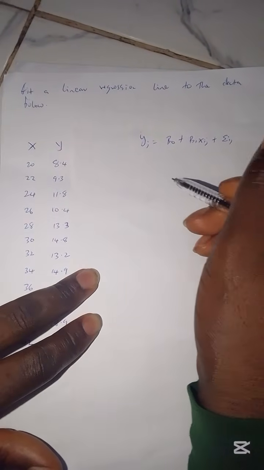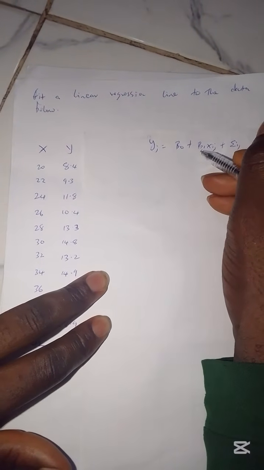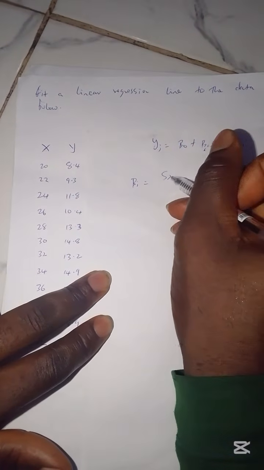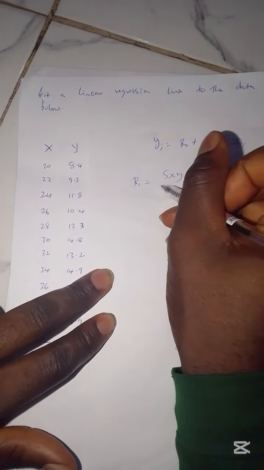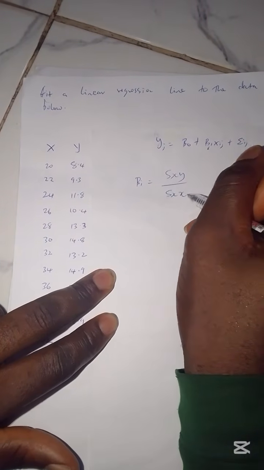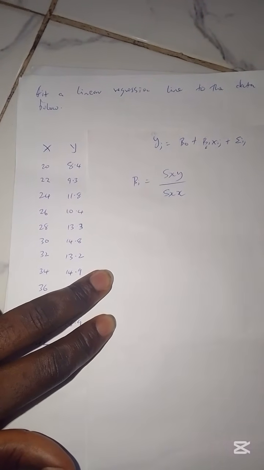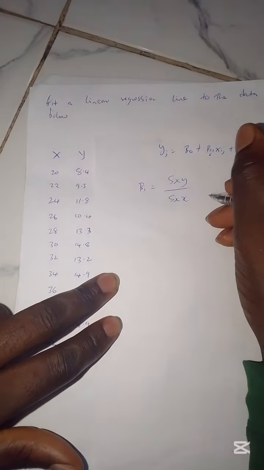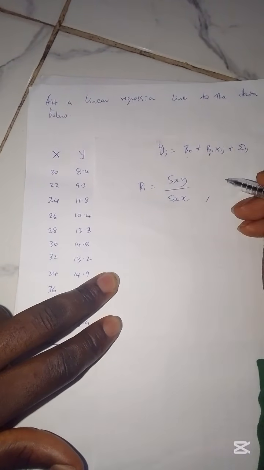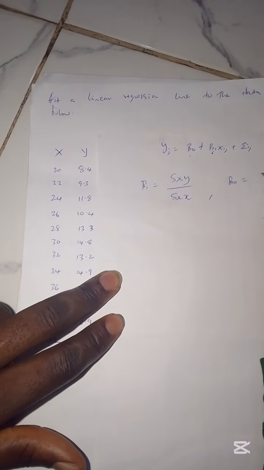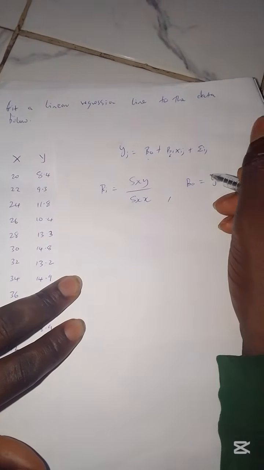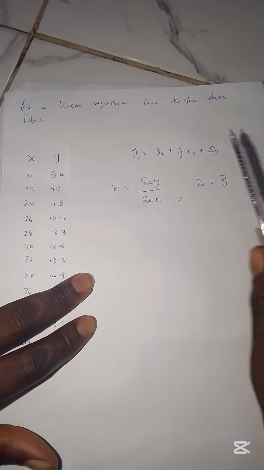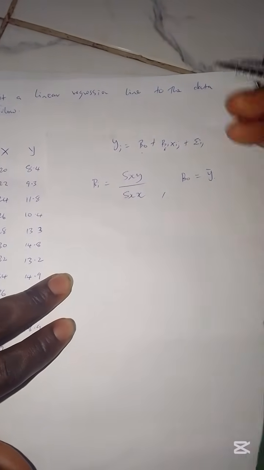But b1, that is this. b1 is equal to Sxy over what? Sxx. If you can remember, b1 is equal to Sxy over Sxx, and b0 is equal to y bar. So this is the model, the regression model.